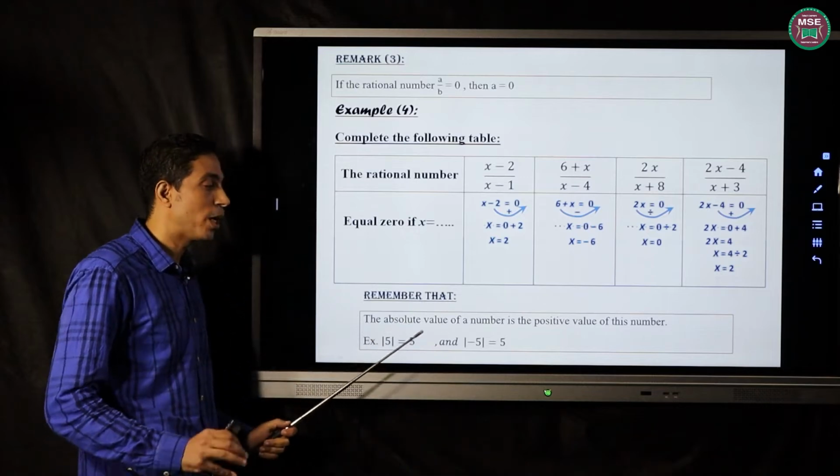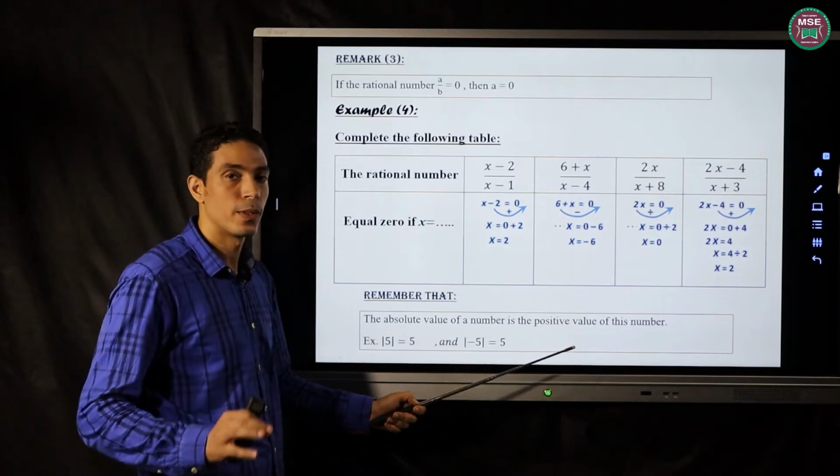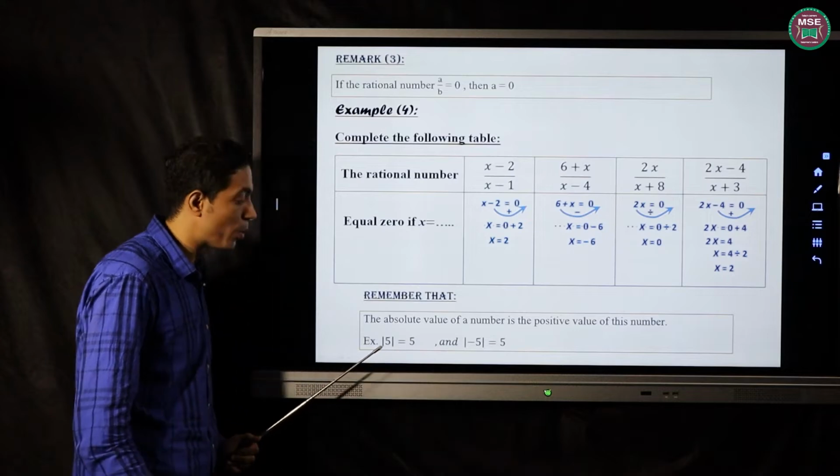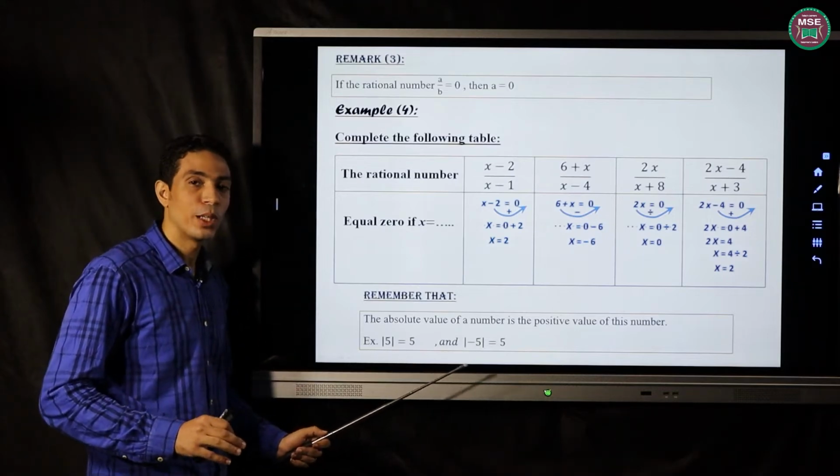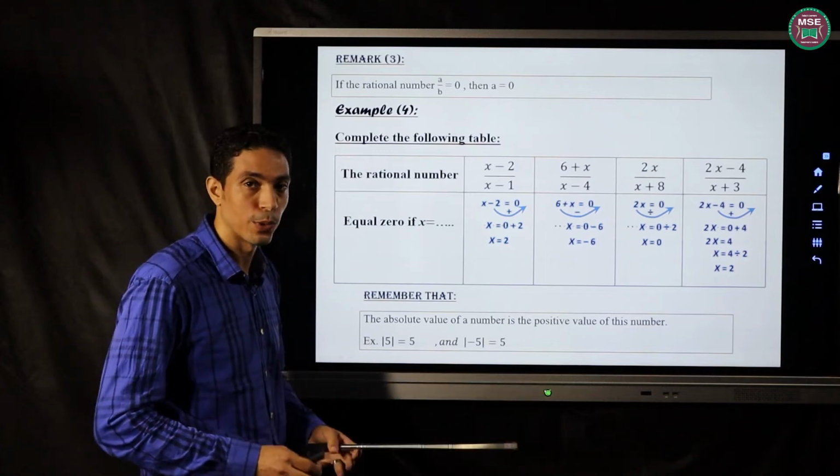Remember that the absolute value of a number is the positive value of this number. Example: the absolute value of number 5 must be equal to 5, and the absolute value of negative 5 is also equal to positive 5.